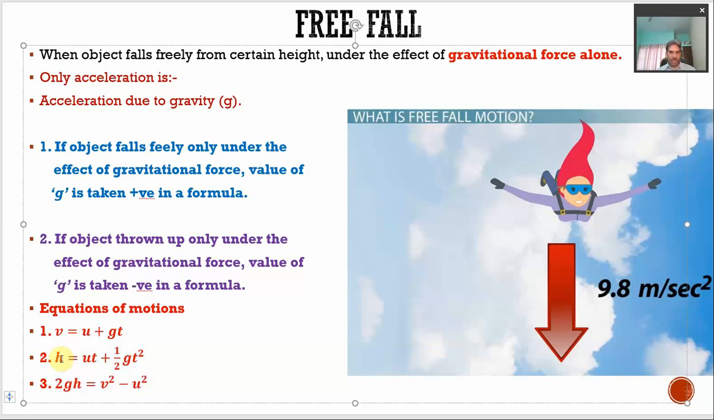Similarly, the third equation of motion: 2g into s, meaning h, is equal to v square minus u square. Here g, acceleration due to gravity, is again taken as g, right? So this is about the equations of motion in the case of a freely falling object or an object thrown vertically upward by giving it some initial velocity. We make use of these three equations of motion in different cases to find the required values in questions. We will solve such questions in the next class. Till then, thank you.